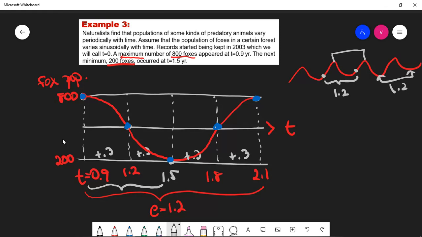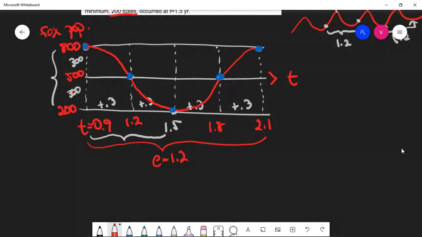Okay, so let's finish this out. 800 to 200 of the fox population, right? What's halfway in between that? Let's see, 800 minus 200 is 600. That means it's 300 here and 300 here, right? 800 minus 300 would be 500. 500 minus that 300 would be 200. So there you go. Now we can start modeling this equation. We can start writing an equation for this.